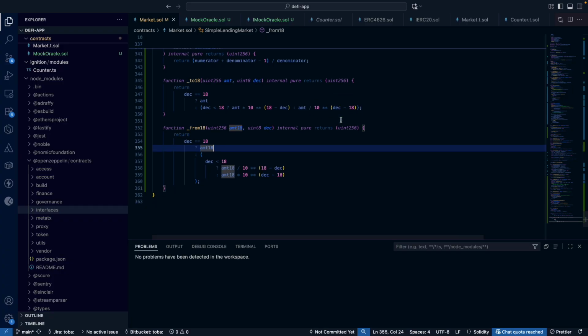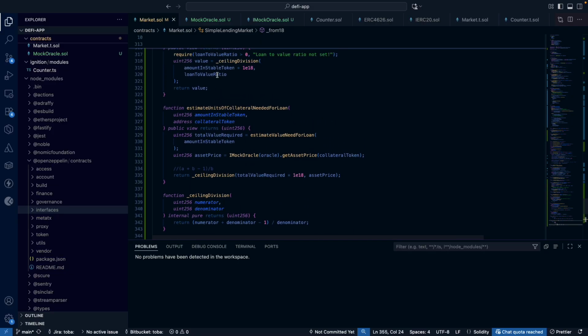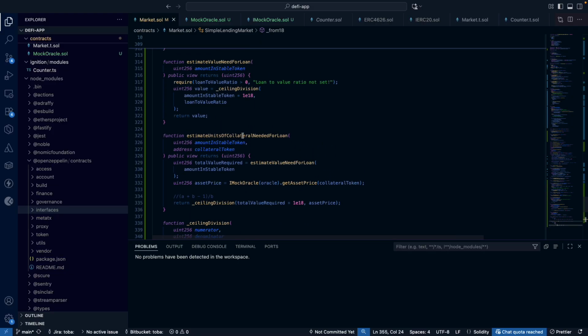Okay. So similarly, we're doing the reverse here. This is to 18, this is from 18. So we are shrinking the number down here. These are just the same thing, but inverse of each other. All right. So now we're going to be using this in our estimation values here, so that we can actually handle some collateral assets that have weird decimal numbers.